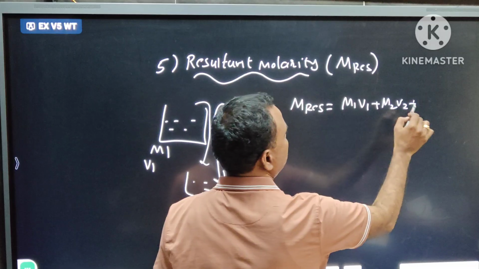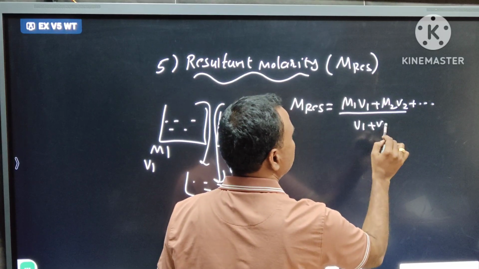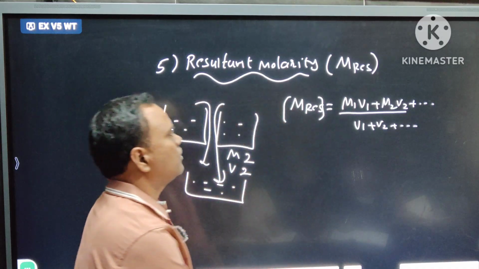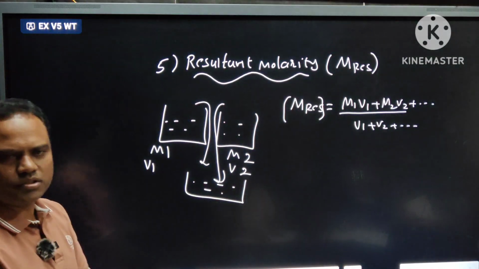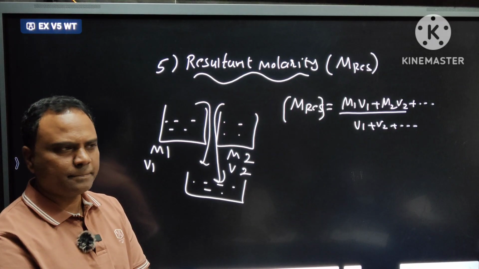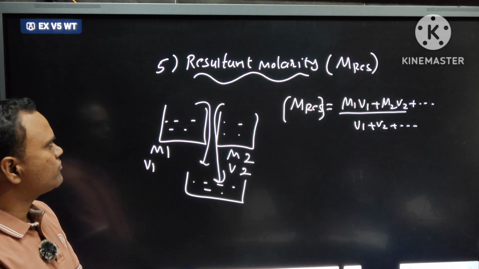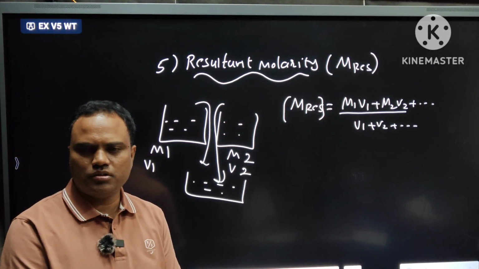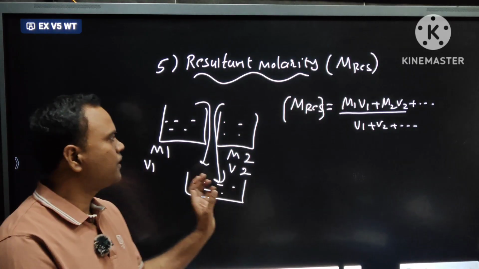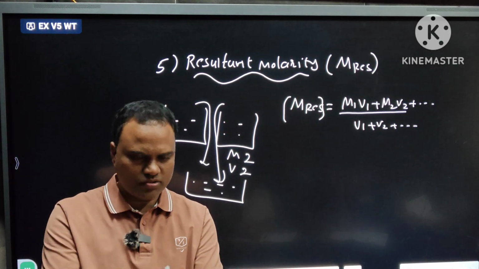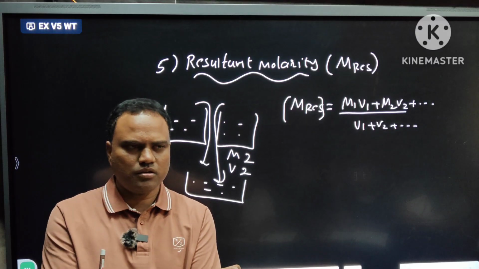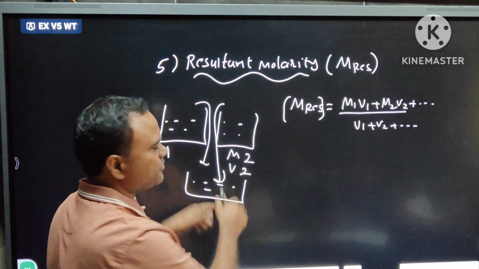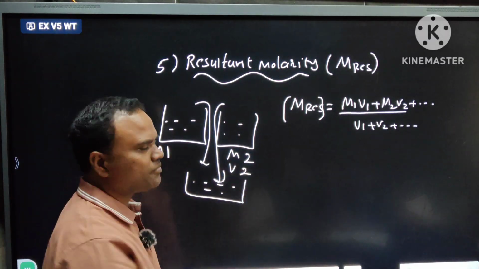By using this formula, we can find the molarity of the final or resultant solution: M1 V1 plus M2 V2 and so on, divided by V1 plus V2 plus and so on. Resultant molarity. But you have to remember one important point. You can mix two acids. You can mix two bases. Two acids can be mixed, two bases can be mixed, but one acid and one base cannot be mixed.